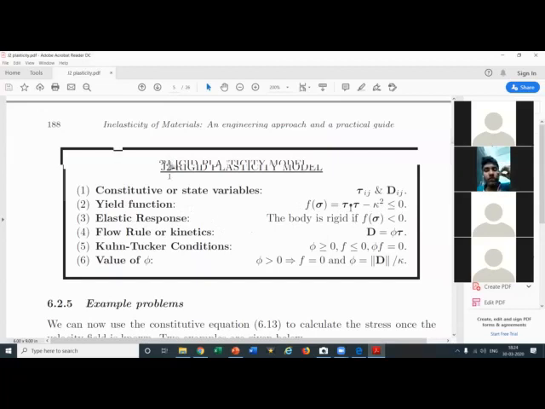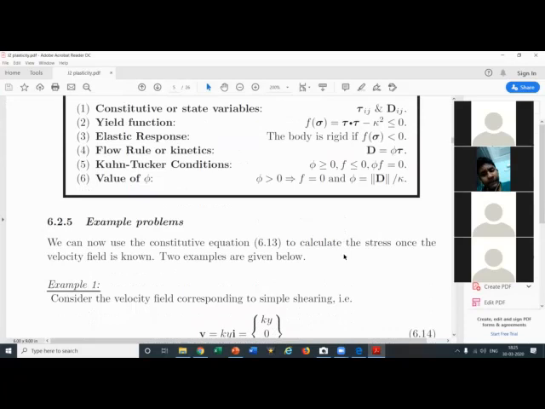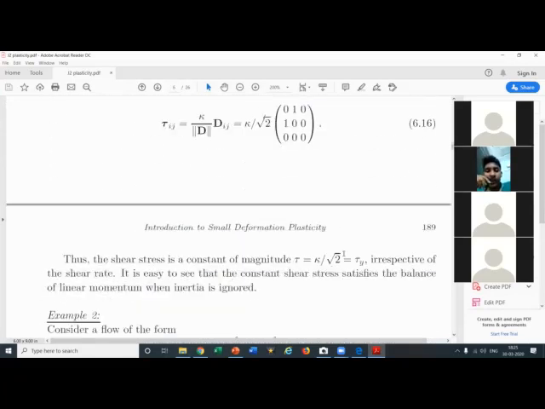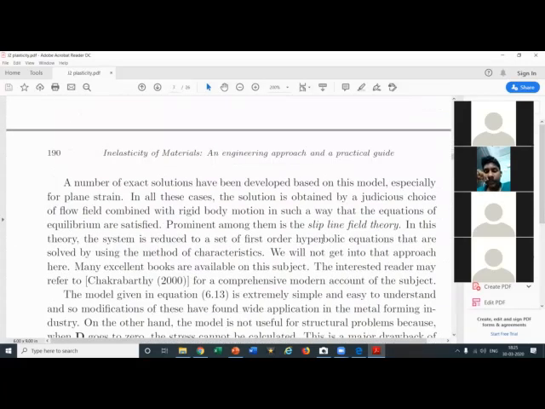What are we looking at? J2 rigid plastic model. Flow rule: epsilon dot p is equal to lambda times tau. This is lambda. Kuhn-Tucker condition: lambda f is equal to 0. Value of lambda is such that it is epsilon dot p value divided by kappa. This is possible to derive directly from whatever you have written earlier. These examples, don't worry about it right now. You can just move on. If you understand, fine. If you don't understand, don't worry about it.